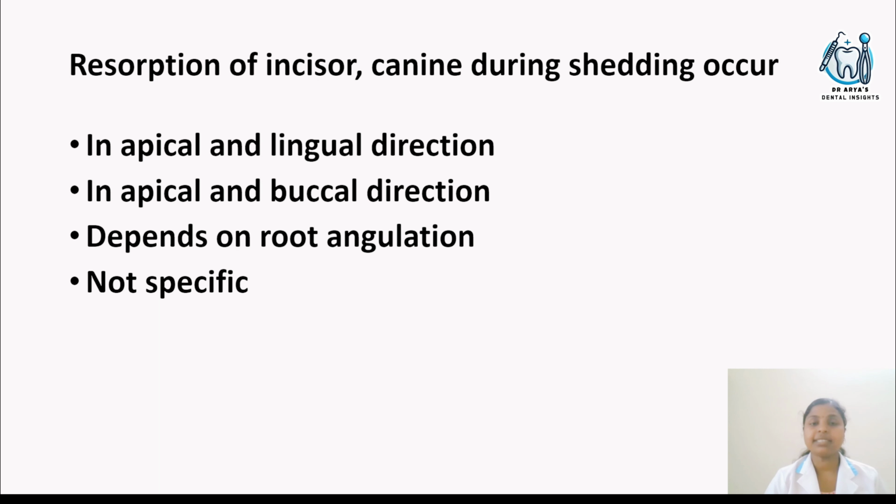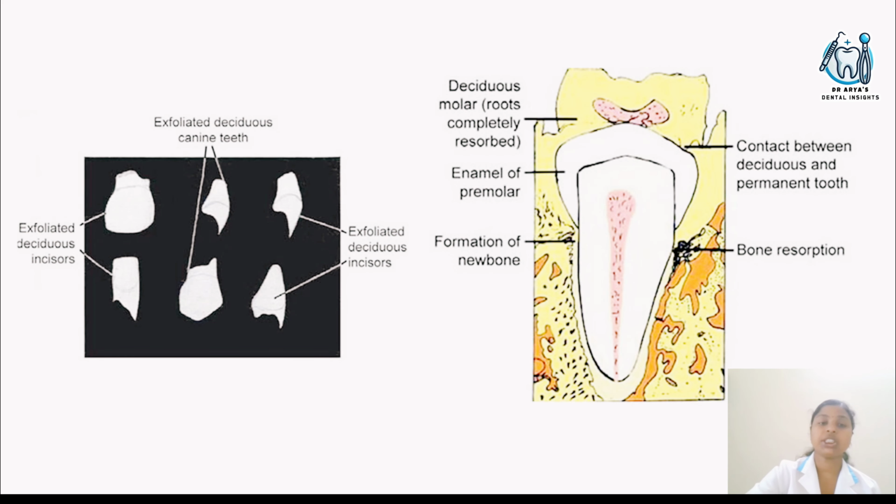Resorption of incisors and canines during shedding occurs in which direction? Is it apical and lingual direction, or apical and buccal direction? Depends on the root angulation and it is not specific. So exfoliation occurs 2 to 3 years after the deciduous root is completely formed.